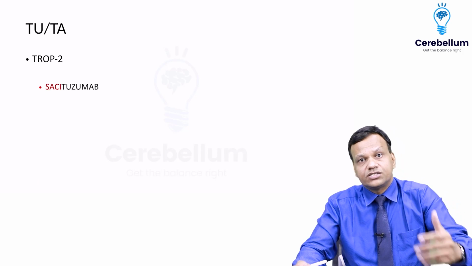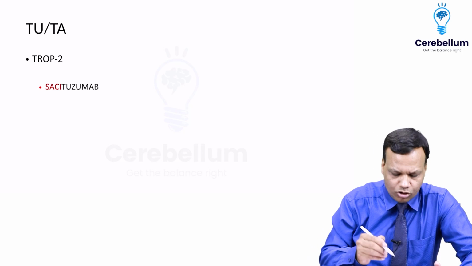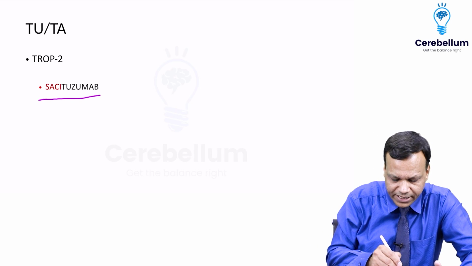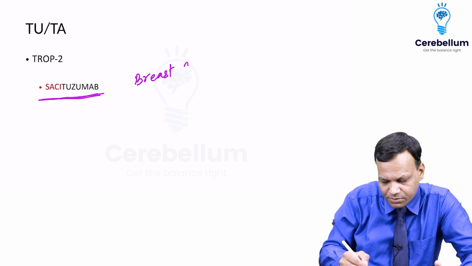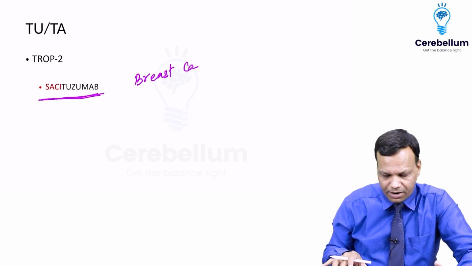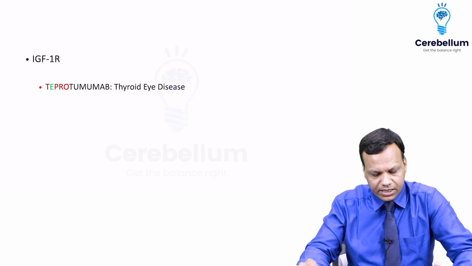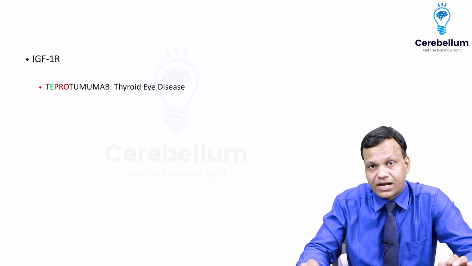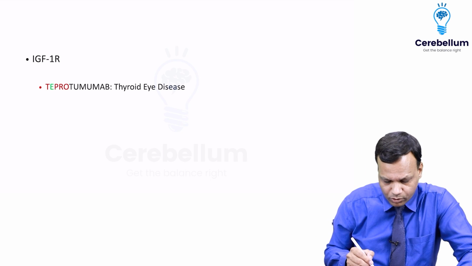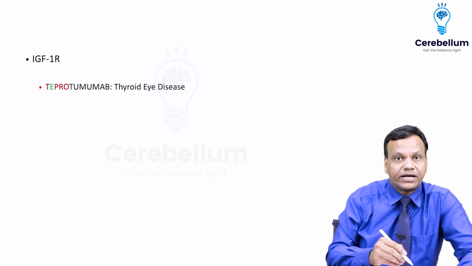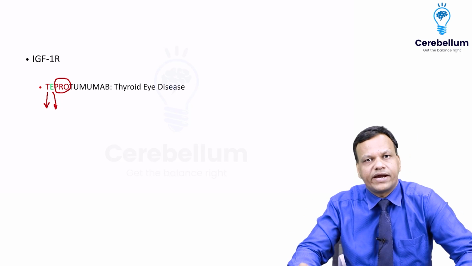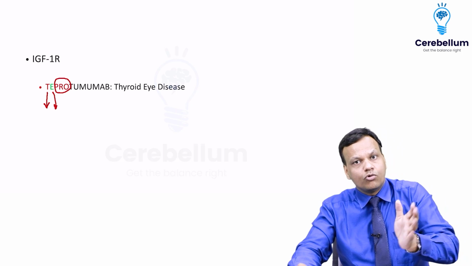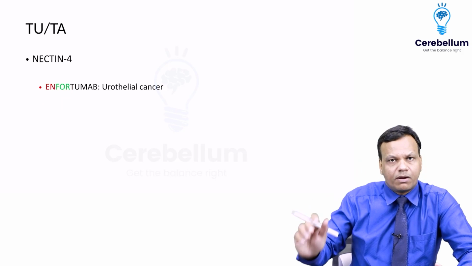Okay. Then another is TROP2. We have a monoclonal antibody against TROP2, which is sacituzumab. Sacituzumab is used in breast cancer. Again, no need to remember. Then we have monoclonal antibody against IGF-1 receptor. It is teprotumumab, and this you can remember, it is used for thyroid eye disease. So it is a monoclonal antibody against thyroid eye disease, teprotumumab. No need to remember this also.